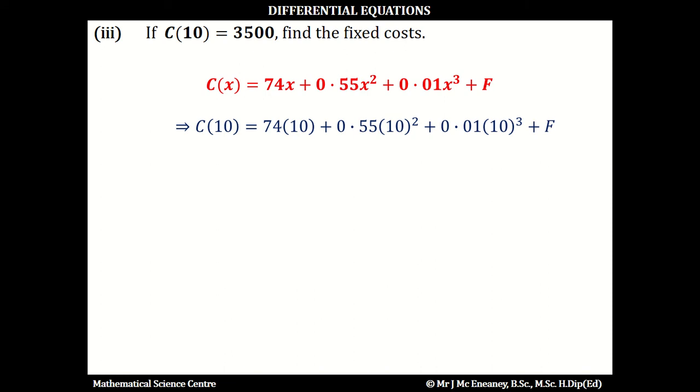And then finally, if c of 10 is 3,500, find the fixed cost. So c of x worked out as 74x plus 0.55x squared plus 0.01x cubed plus f. So if we put in x equals 10, this equation is going to equate to 3,500. So 3,500 equals 74 by 10 plus 0.55 by 10 squared plus 0.01 by 10 cubed, that works out as 805. And then this is plus your fixed cost f, your constant of integration. And this means then f works out as €2,695.